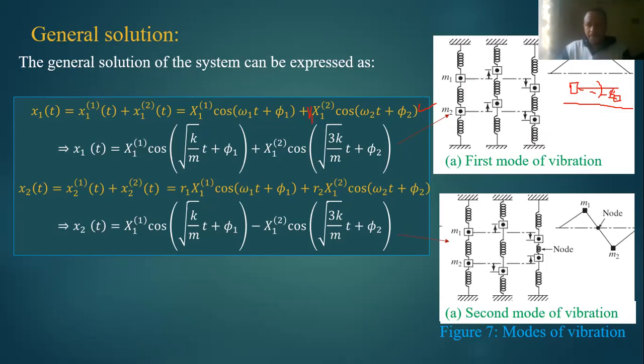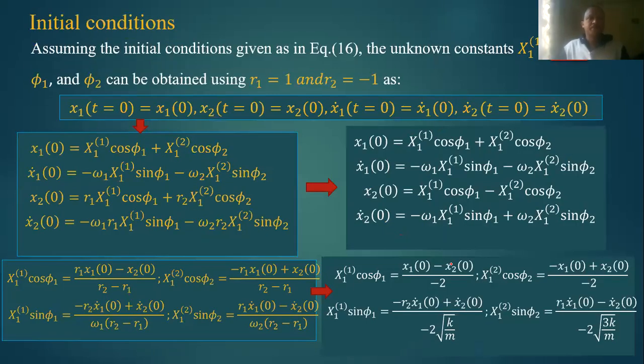Another second case, the two masses are 180 degrees out of phase. That means one is moving up, another one is moving down, and vice versa. So this is the mode shape for the second mode. Okay, so this is what we have learned yesterday.